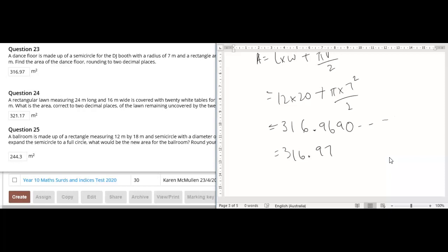Don't go ahead and do rounding as you go. This is probably where mistakes happened, is you were doing your rounding as you were going, and that kind of decreases the accuracy. So always do your rounding at the end.